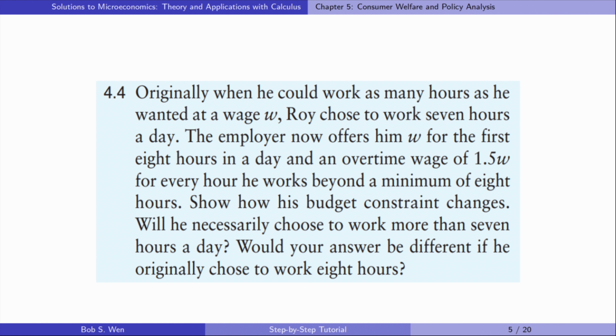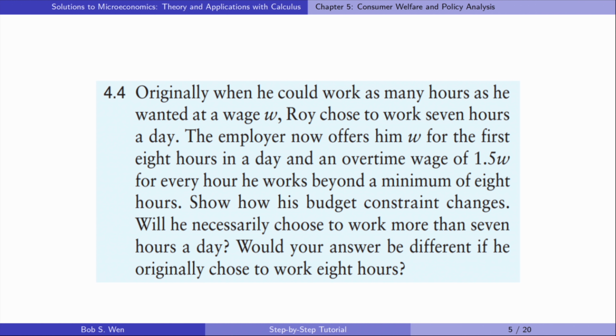Let's find answers to exercise 4.4. Originally, when he could work as many hours as he wanted at a wage W, the consumer chose to work 7 hours a day. The employer now offers him W for the first 8 hours in a day and an overtime wage of 1.5 W for every hour he works beyond a minimum of 8 hours.